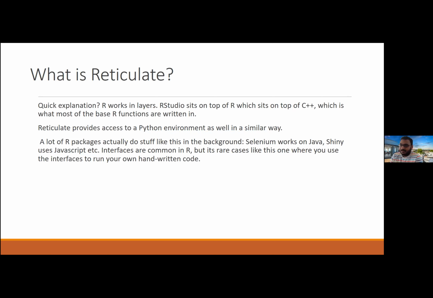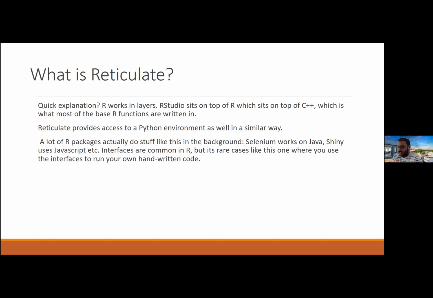So now in theory, since R does interface with C, you can theoretically interface with other languages as well. And that's what Reticulate does for you, where it provides you access to a Python environment in a very similar way. A lot of R packages actually do stuff like this in the background as well. So this is actually a very common design paradigm for R packages.